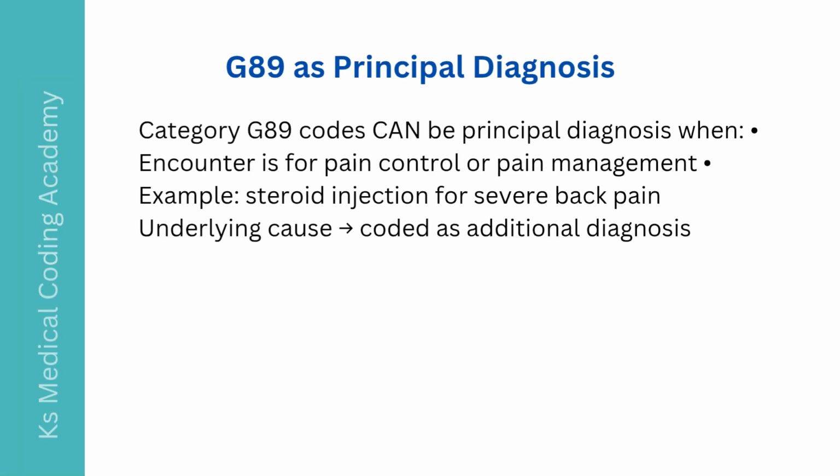When G89 can be principal diagnosis. G89 codes may be used as principal or first listed diagnosis when the visit is for pain control or pain management. Example: a patient presents for a steroid injection to control severe back pain. In this case, the pain code is principal, and the underlying cause is an additional diagnosis.